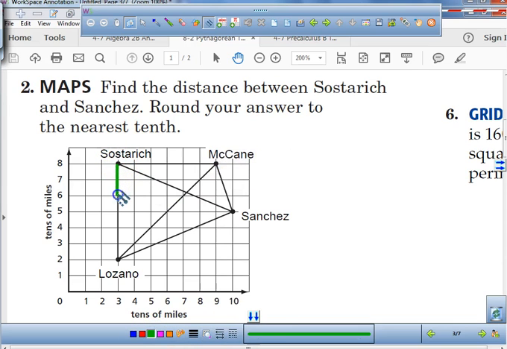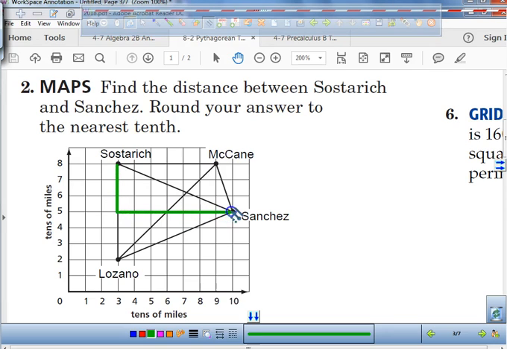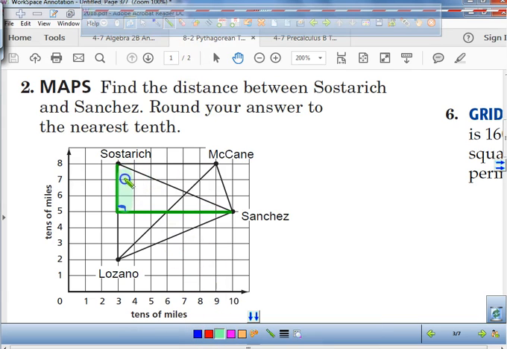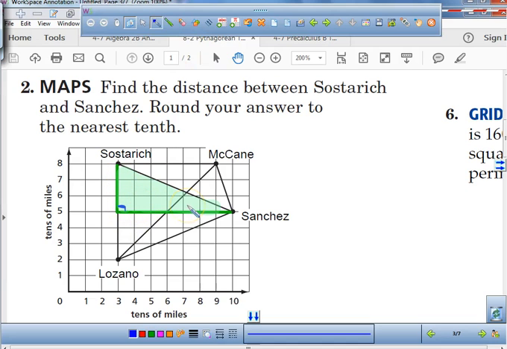Okay, so in order to find the distance between Sesterich and Sanchez, what I'm going to do is make a right triangle. I don't know what I was doing. So what you have to do is you need to train your brain. You need to train your brain to be able to create, especially on a coordinate grid, look for a right triangle that you could build. Okay? So right now, does everybody see this right triangle right here?